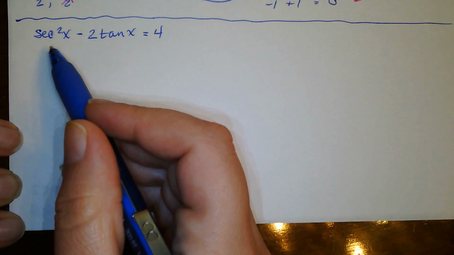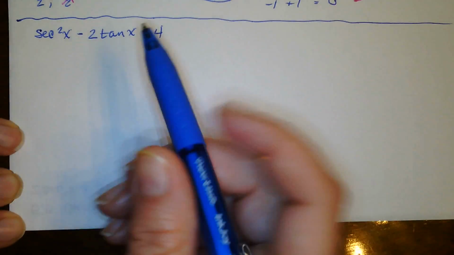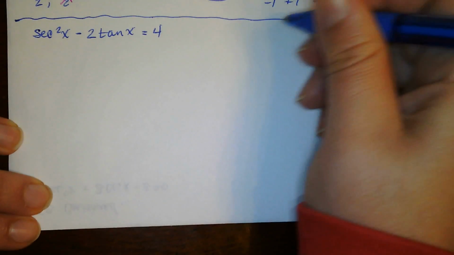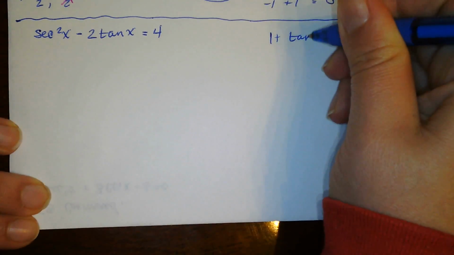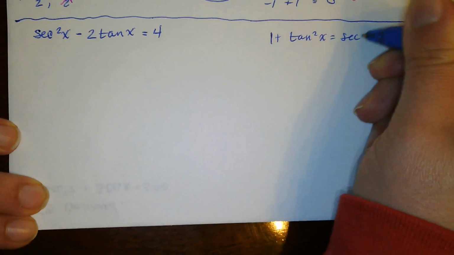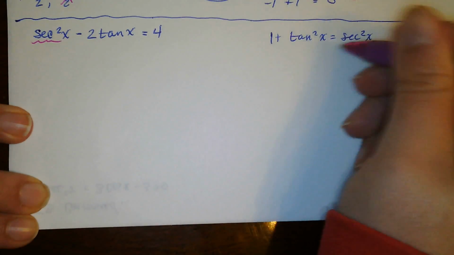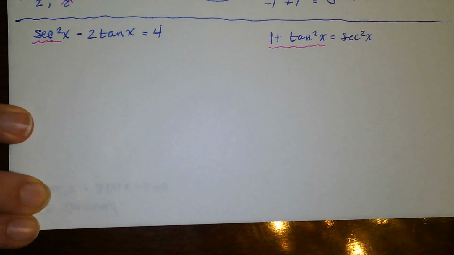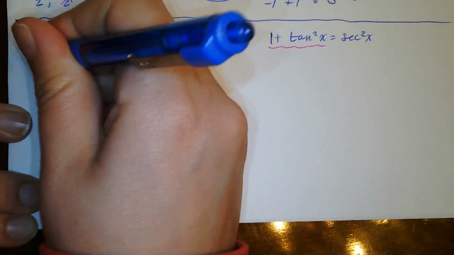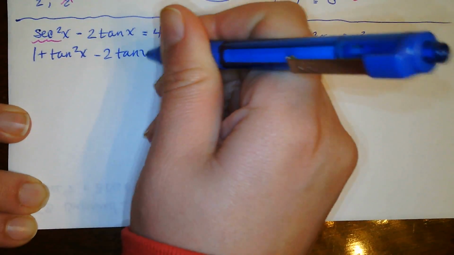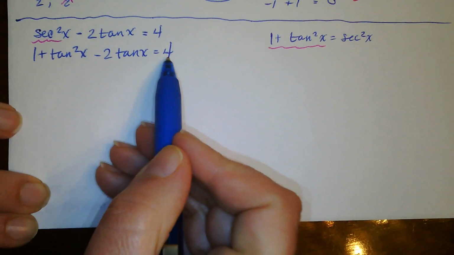All right, anyhow, same thing we did before on the first example. I have a conversion between secant squared and tangent squared, so that is 1 plus tangent squared x equals secant squared x. So I can do some lovely substituting right here. So 1 plus tangent squared x minus 2 tangent x equals 4.